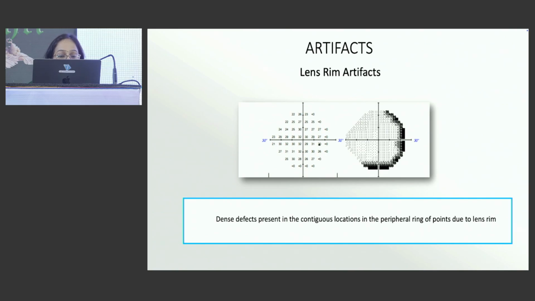And here you can see a dense defect present in the contiguous region or peripheral region, like a rim. This is due to the lens rim artifact. The trial lens which we use for the HFA is causing a rim artifact, which will be seen as a peripheral damage. It's like a false alarm.